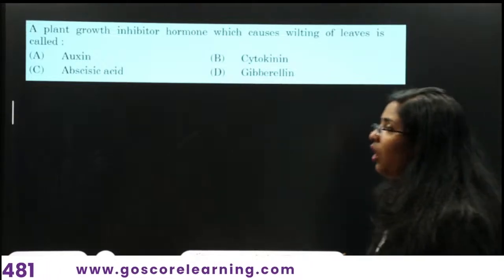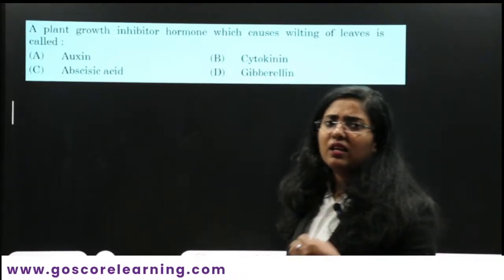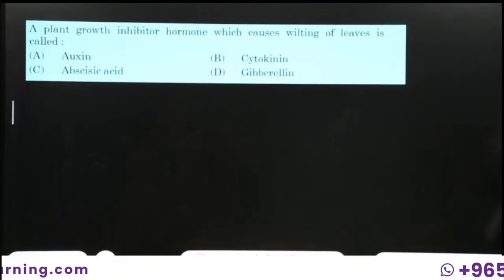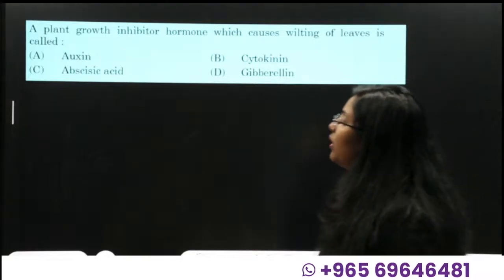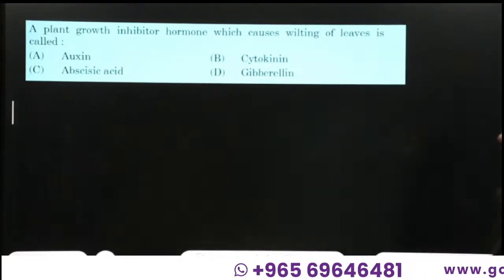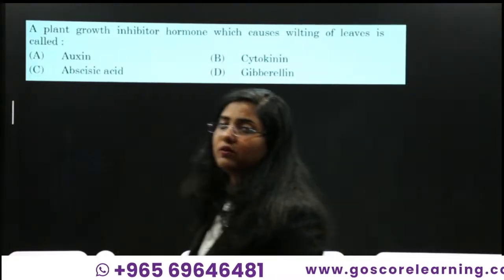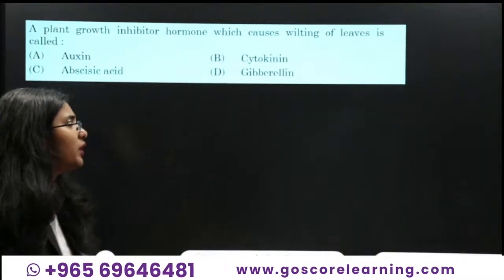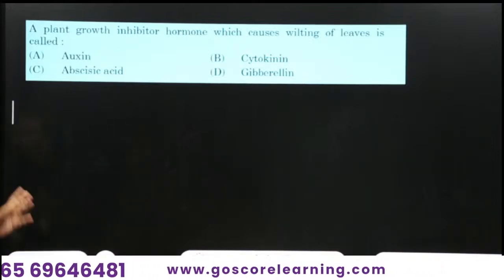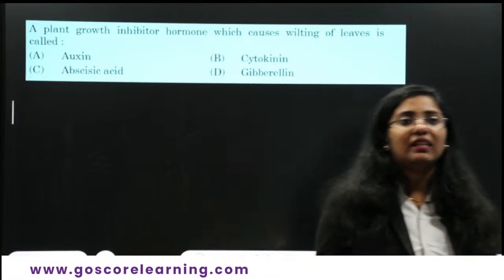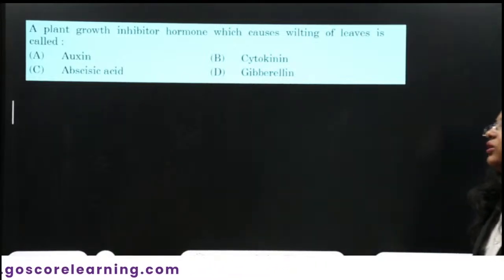What is that? Auxin. Auxin is a growth promoting hormone. It is not a growth inhibiting hormone. Cytokinin is also a growth promoting hormone. Then gibberellin increases the size and length of the shoot, so it is also a growth promoting hormone. Okay, so the next option, C, is abscisic acid. You know clearly that it is a growth inhibitor.